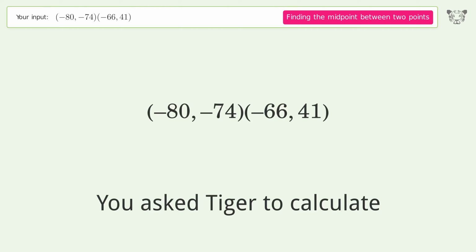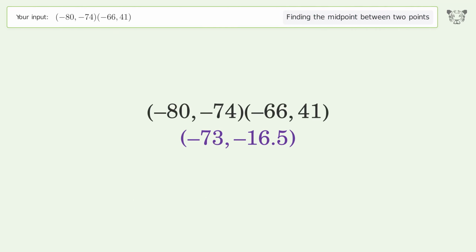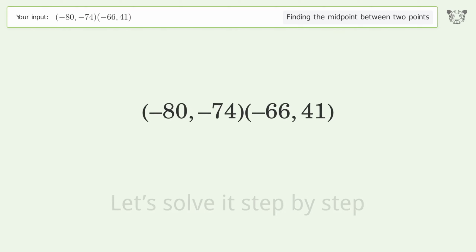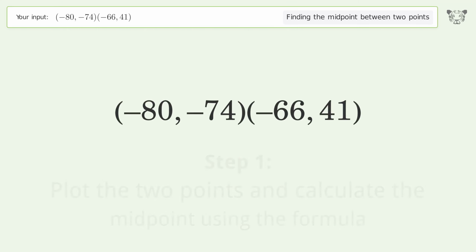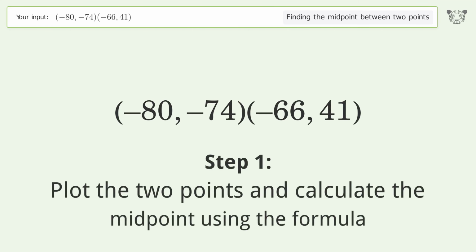You ask Tiger to calculate. This deals with finding the midpoint between 2 points. The midpoint between the 2 points is -73, -16.5. Let's solve it step by step. Plot the 2 points and calculate the midpoint using the formula.